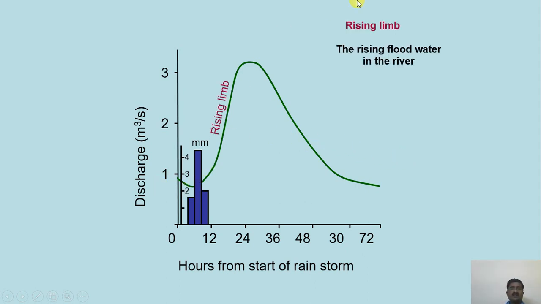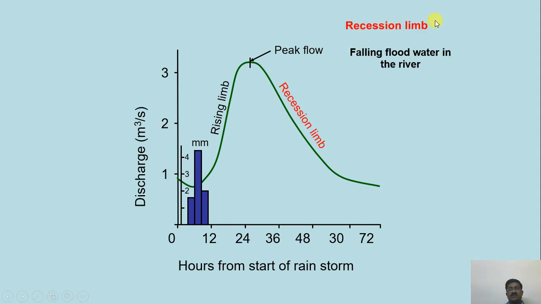Now the rising limb is the rising flood water in the river. When precipitation takes place, you can see the discharge increases, and it will reach some point. That part is called the rising limb. Then peak flow is the maximum discharge in the river, and thereafter the recession limb or falling limb, where the river water level drops, or you can say the discharge drops.